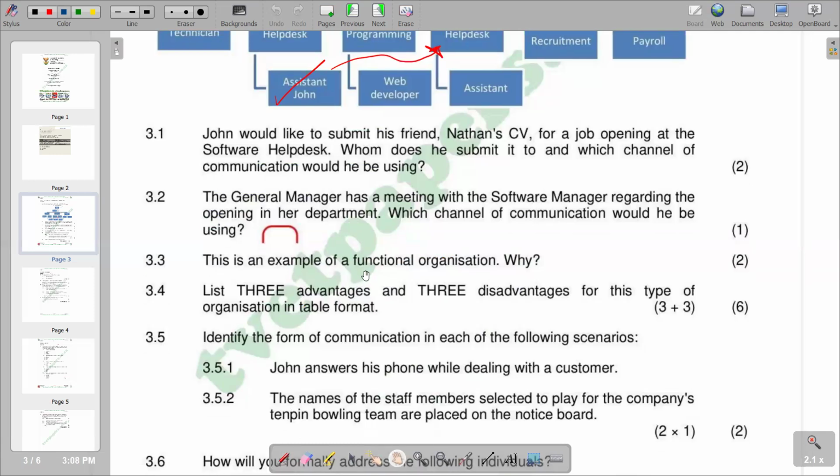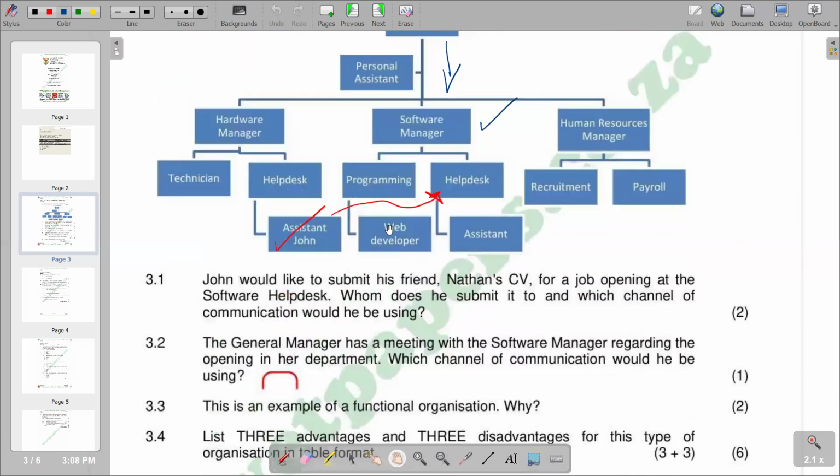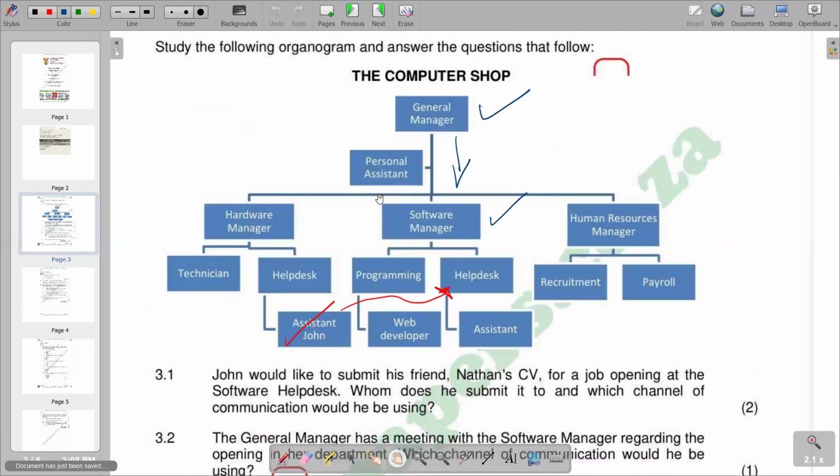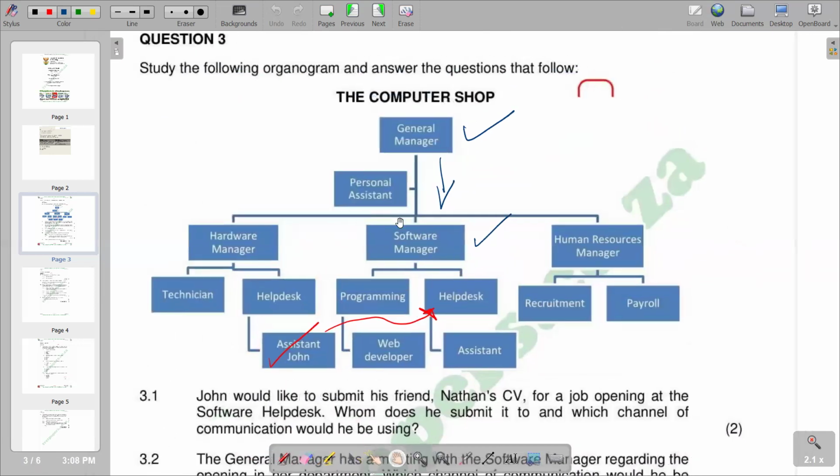This is an example of a functional organization. Why? The organogram that you're given is said to be a functional organization, but they're asking why we are saying it's a functional organization. So we have to go back to the description of a functional organization. In a functional organization, employees are grouped by their job functions or specialties. For example, we are going to have a marketing function, a finance function, a production function, and many others, with a clear hierarchy, where each department has its own manager.